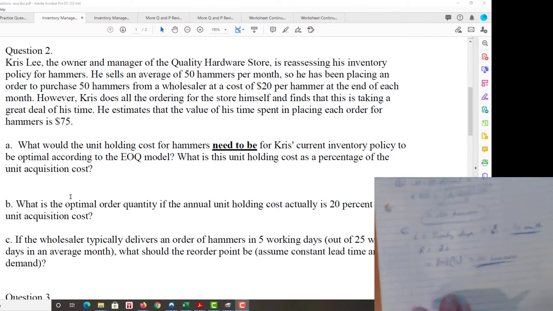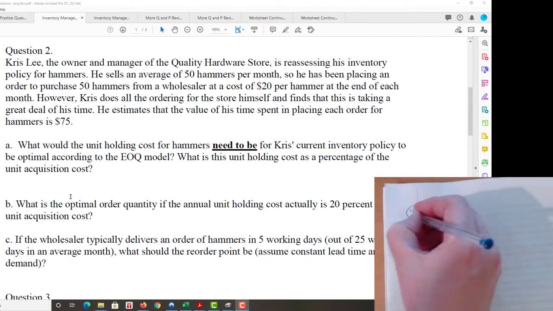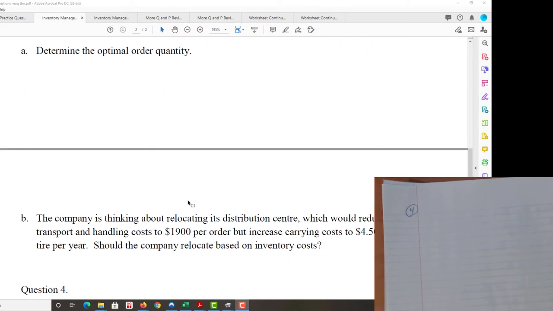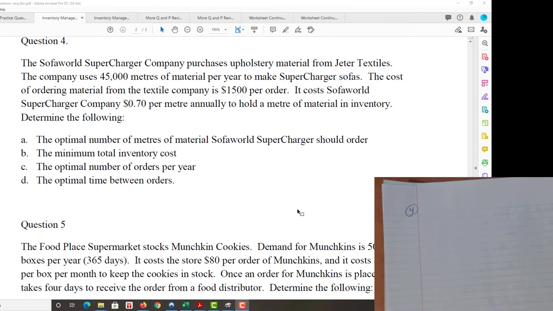Okay, let's do question number 4. That's a nice, interesting question as well. Question number 4: the Sofa World Supercharger Company purchases upholstery material from Jetter Textiles. The company uses 45,000 meters of material per year to make supercharger sofas. The cost of ordering material from the textile company is $1,500 per order. If it costs the company $0.70 per meter annually to hold a meter of inventory, determine the following.